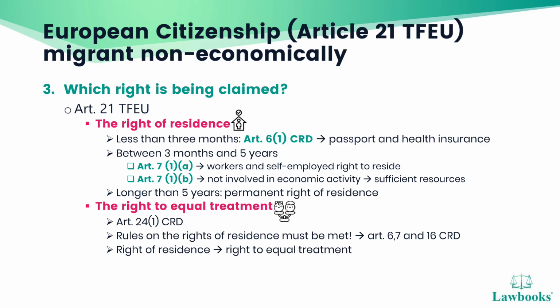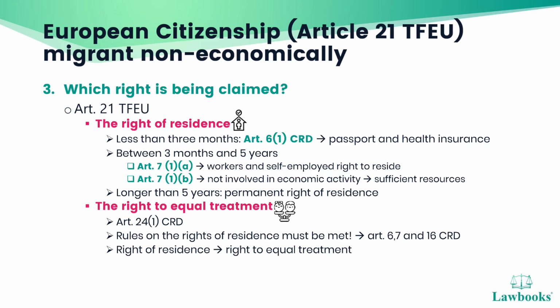And why do we need to look at these three articles? Because Article 6 is about what we need to have when we're dealing with someone who's less than 3 months in a member state. And what we just saw, we're actually in the same slide. We only need a passport and health insurance. So with 7, we're dealing already with someone who's there between 3 months and 5 years. And we need you to be a worker or self-employed or to have sufficient resources.